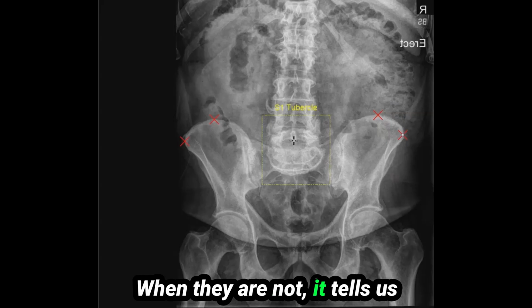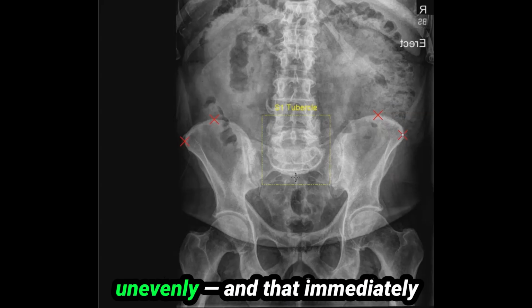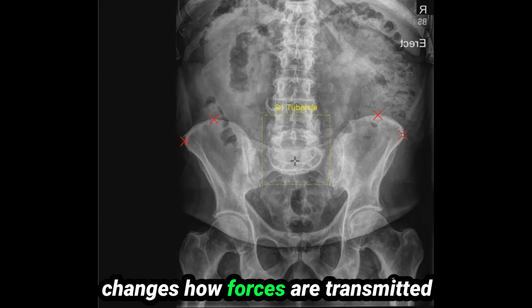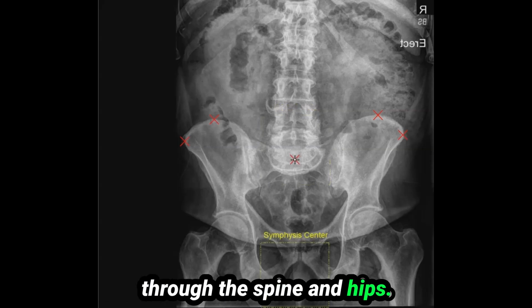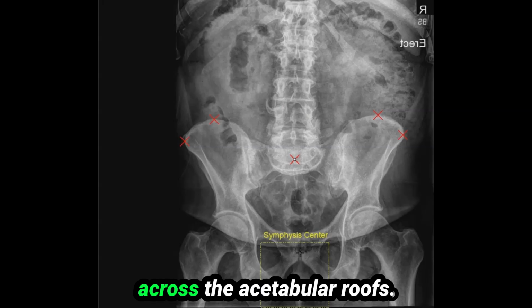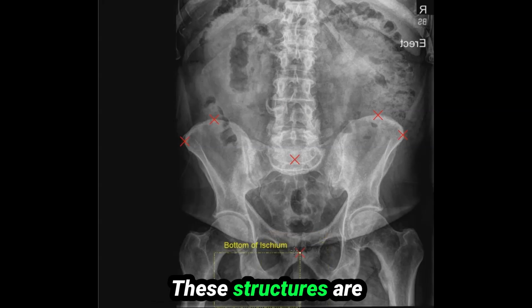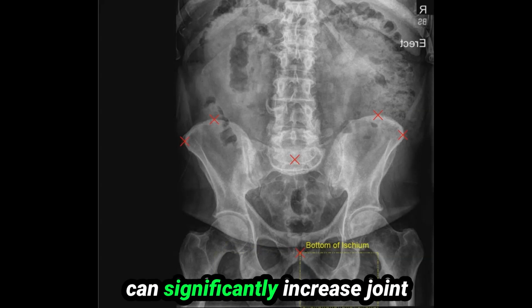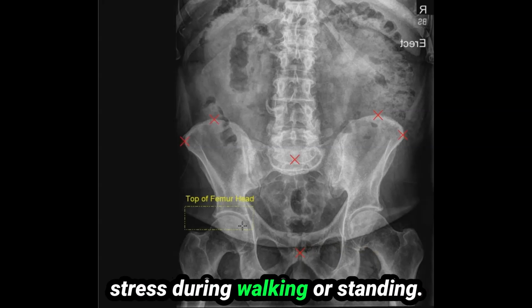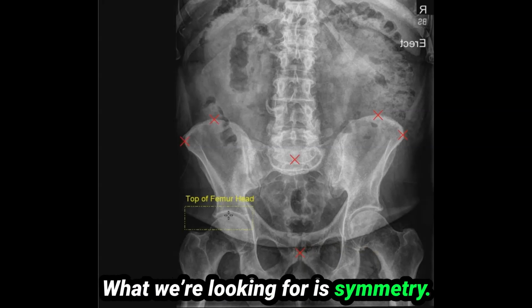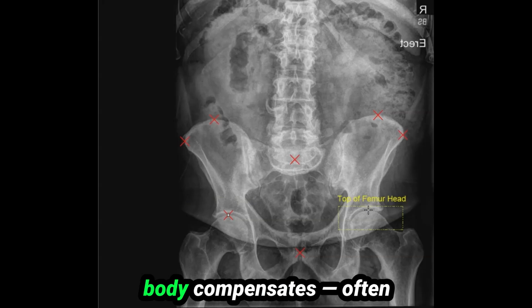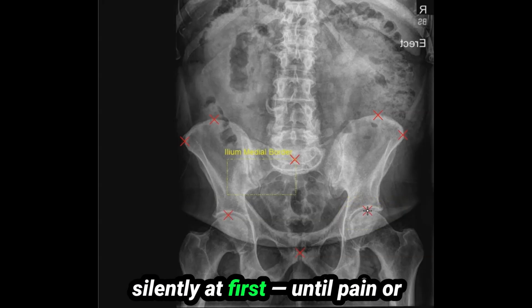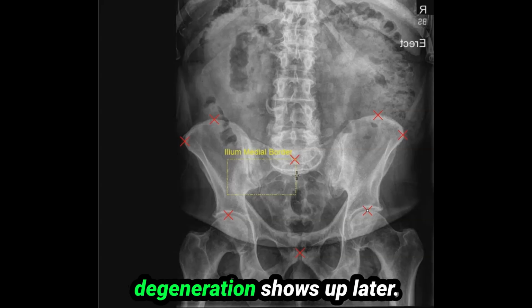When they are not, it tells us the pelvis is carrying weight unevenly, and that immediately changes how forces are transmitted through the spine and hips. Next, I draw reference lines across the acetabular roofs. These structures are critical because they show how the hip joints are oriented relative to gravity. Even small asymmetries here can significantly increase joint stress during walking or standing. What we're looking for is symmetry. When symmetry is lost, the body compensates, often silently at first, until pain or degeneration shows up later.